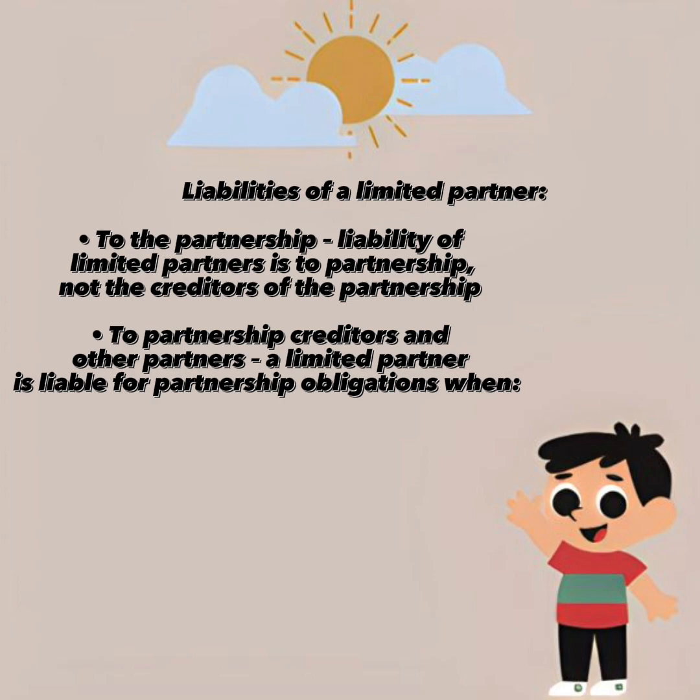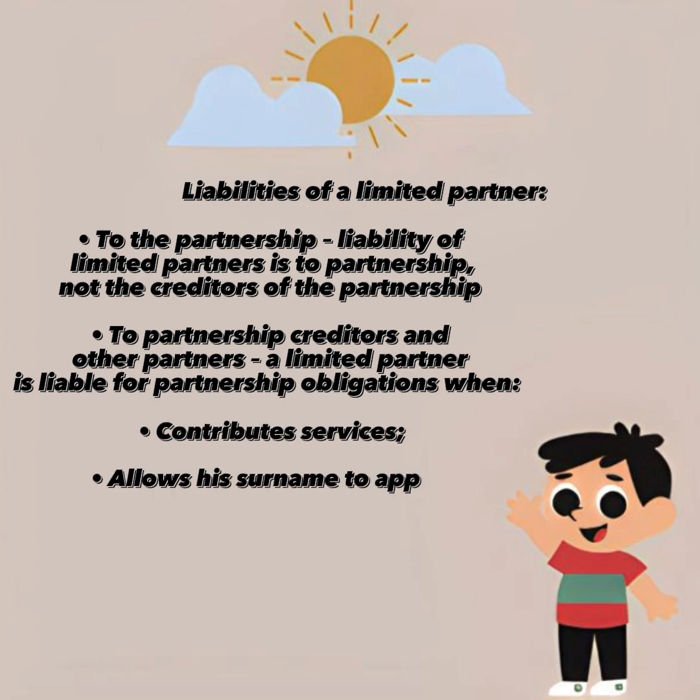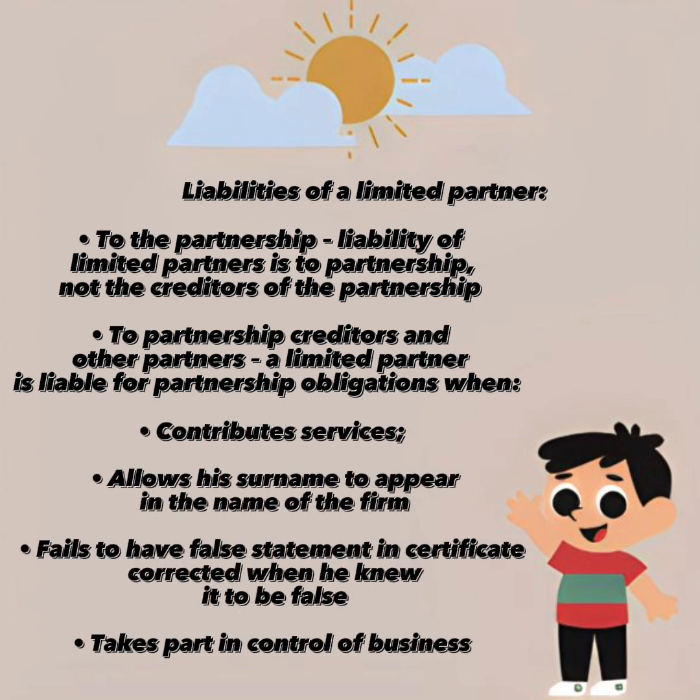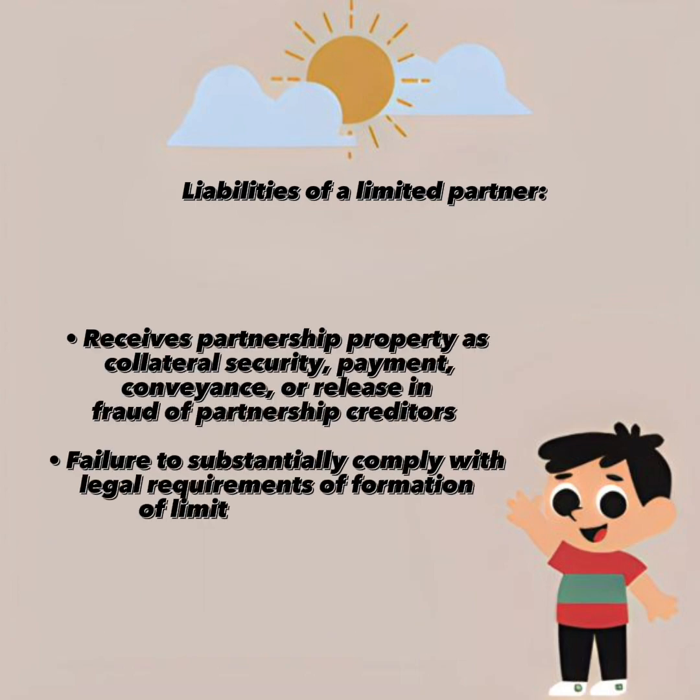To partnership creditors and other partners, a limited partner is liable for partnership obligations when he contributes services, allows his surname to appear in the name of the firm, fails to have a false statement in the certificate corrected when he knew it to be false, takes part in control of the business, or receives partnership property as collateral security, payment, conveyance, or release in fraud of partnership creditors. Also, failure to substantially comply with legal requirements of formation of the limited partnership.